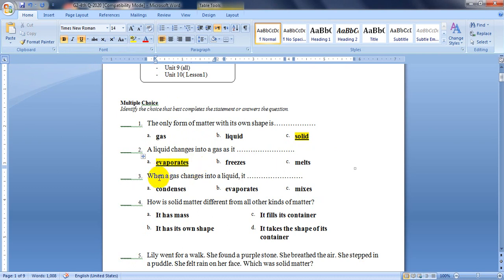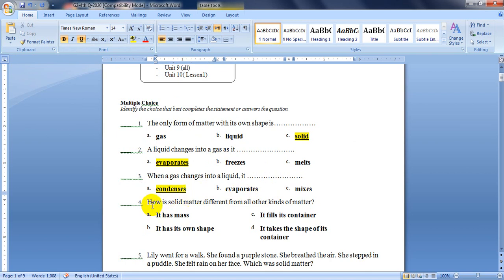Question number 3. When a gas changes into a liquid, it's an opposite process. The gas, like the water vapor, will change back to be a liquid. What happens here? It condenses, evaporates, or mixes. It condenses.